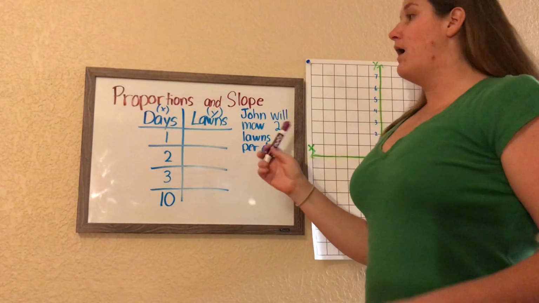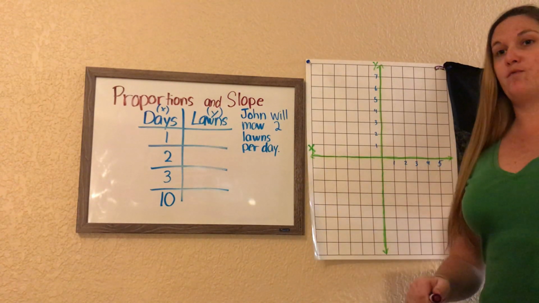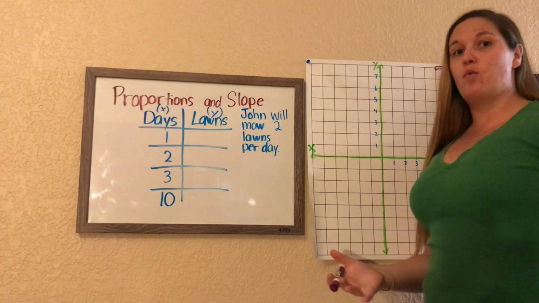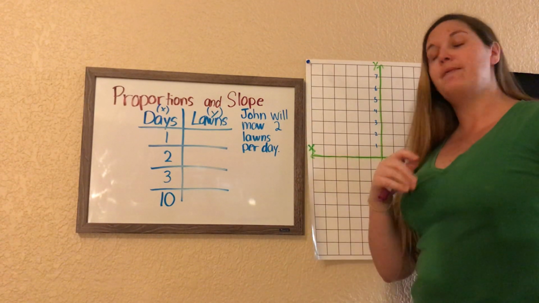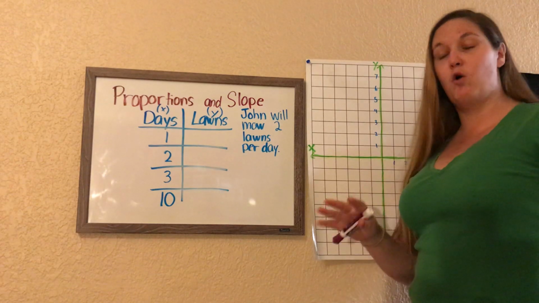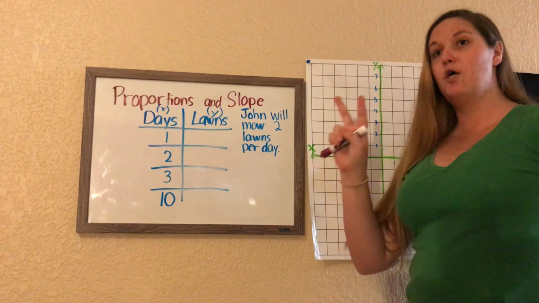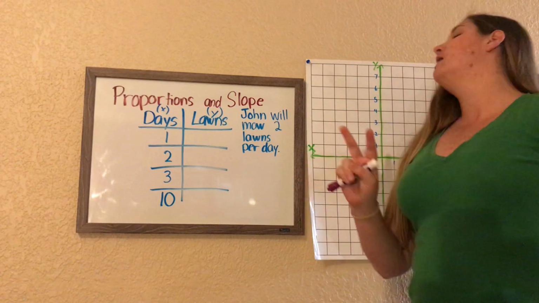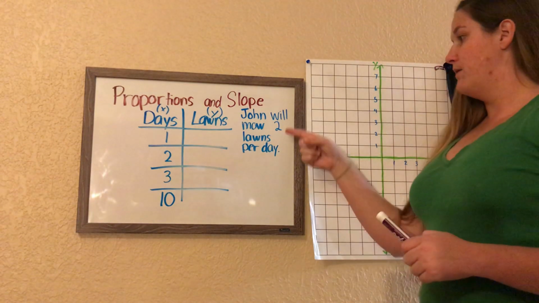Hey, Ms. Brown's class. Today we're going to talk about proportions and how they relate to slopes and how we're going to make graphs with them. So let's say I'm given a word problem about a kid, John, who has a little side business and he likes to mow lawns for money. However, he's only willing to mow 2 lawns per day. So, in one day, how many lawns can he mow?